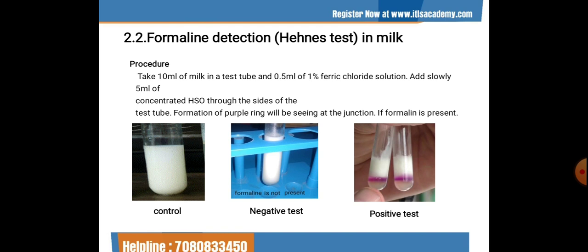Now here is the diagram which clearly shows the detection of formalin, how the test could be seen if the formalin is present. The third picture shows the positive test and shows the presence of a purple ring in between the two layers of white and yellow, which shows the presence of formalin.